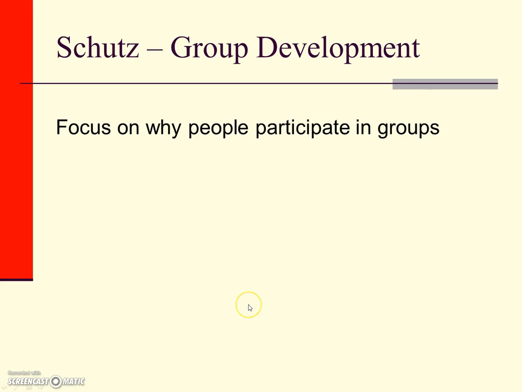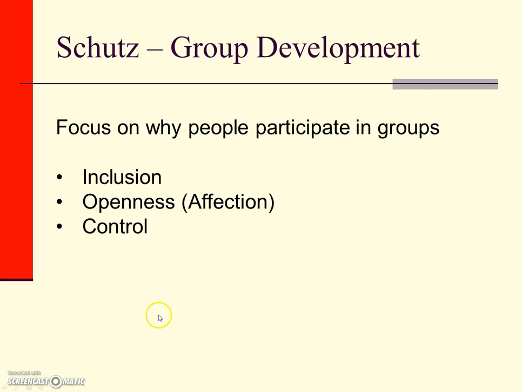And first of all, the biggest distinction about this particular model is the focus is on why people participate in groups rather than the functioning of each stage that people are in when they are in a group. So he had three basic categories as to why people participate in groups. The first one is inclusion.